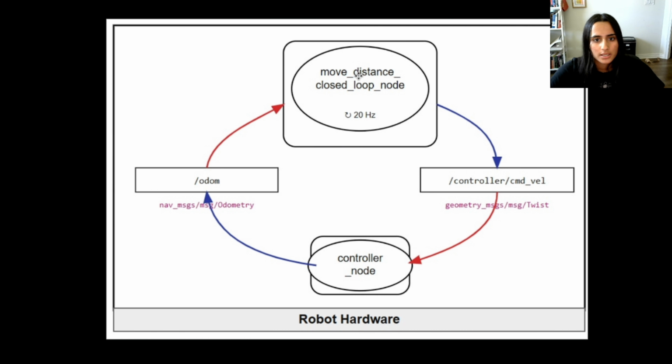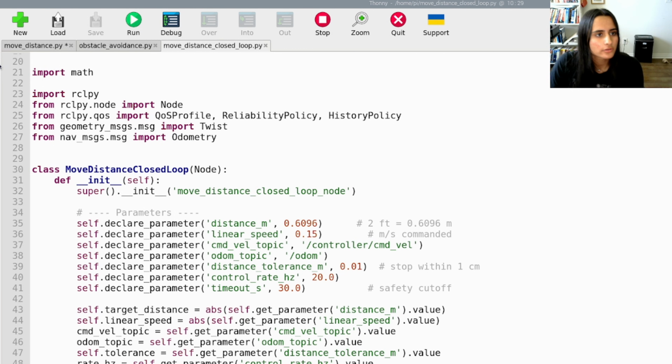So this is going to be the publisher of the controller command velocity, and our controller node is subscribed to that. And it's in a loop because our controller node gives us the odometry information, which the node of the program gets, and it decides what to do with that information and sends it back to our controller. So here is the closed loop program, which does the exact same thing.